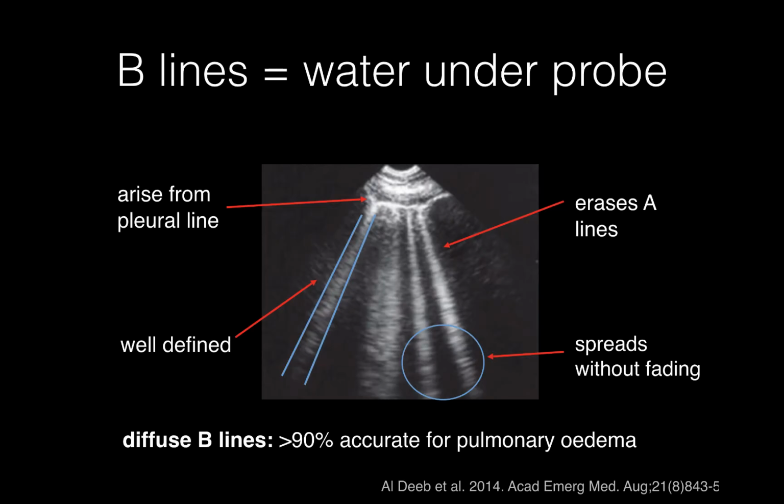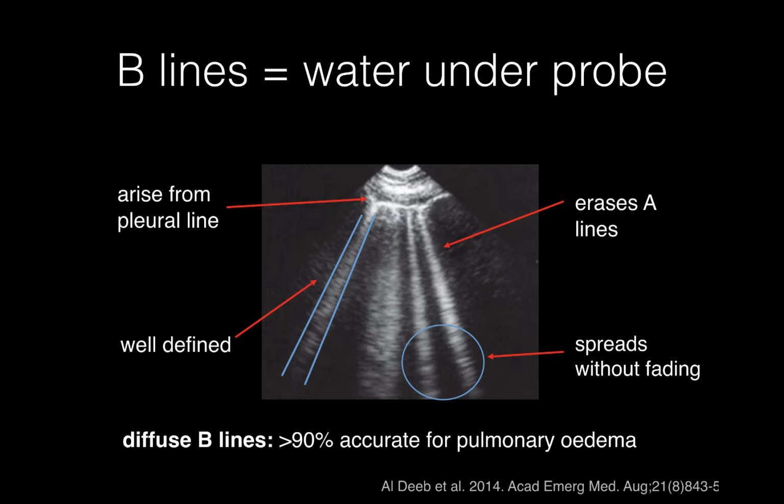This image shows a similar view of the lungs in a patient with pulmonary edema. Note here the appearance of these comet tail-like structures that arise from the pleural line and spread downward without fading. And like A-lines, they don't correspond to an actual anatomical structure, they're just artifacts of the ultrasound image. In general, B-lines tell us that there's extravascular lung water under the probe. So B is for water, either in the interstitium or in the alveoli. And this can be seen in pulmonary edema, pneumonia, pneumonitis, fibrosis, lymphangitic carcinomatosis, etc.